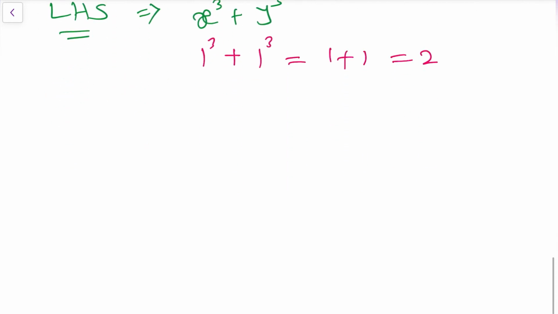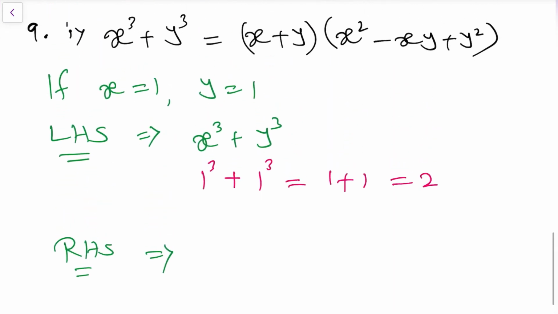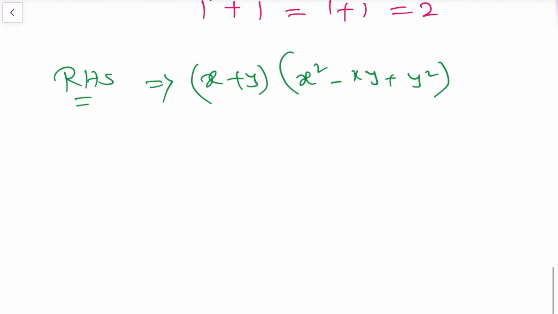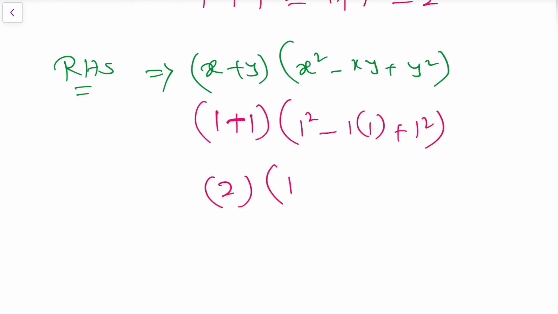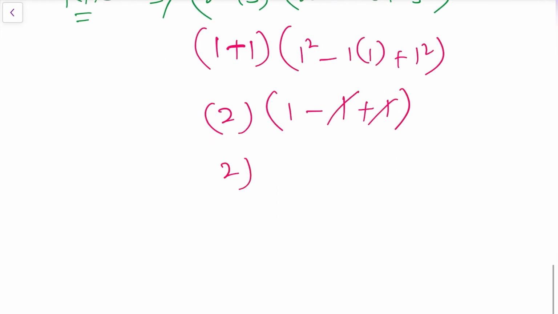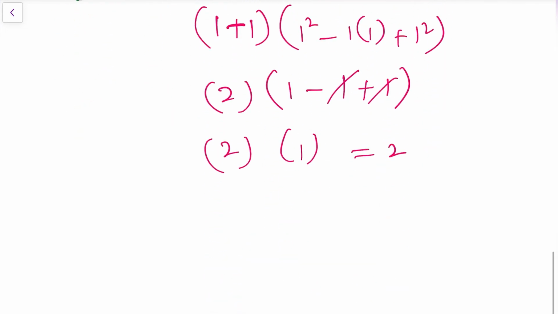Now let us check the RHS. In the RHS, we have x plus y times x square minus xy plus y square. Substituting 1 in the place of x and 1 in the place of y. So 1 plus 1 times 1 square minus 1 into 1 plus 1 square. 1 plus 1, 2, into 1 square is 1, minus 1 ones are 1, plus 1 square 1. Here minus 1 plus 1 will get cancelled. Then we remain with 2 into 1, which is nothing but 2. LHS we got 2 only, RHS also we got 2 only. So we can conclude that LHS is equal to RHS.